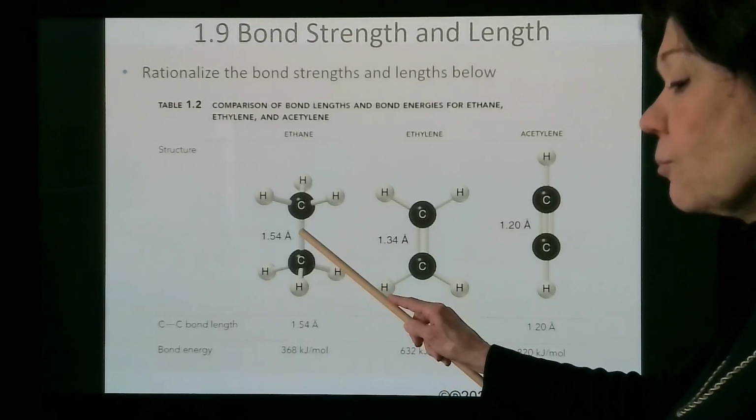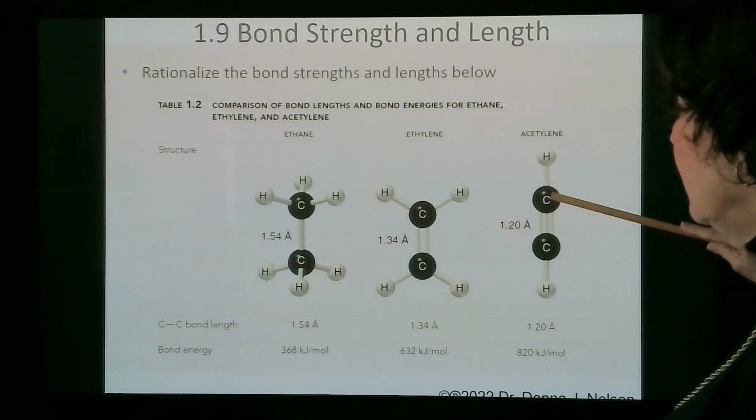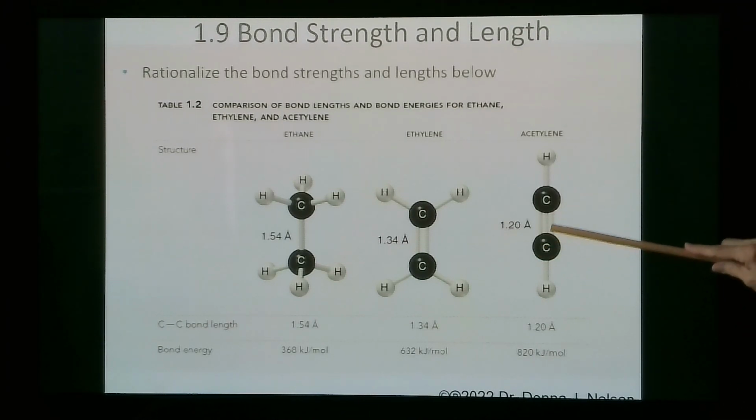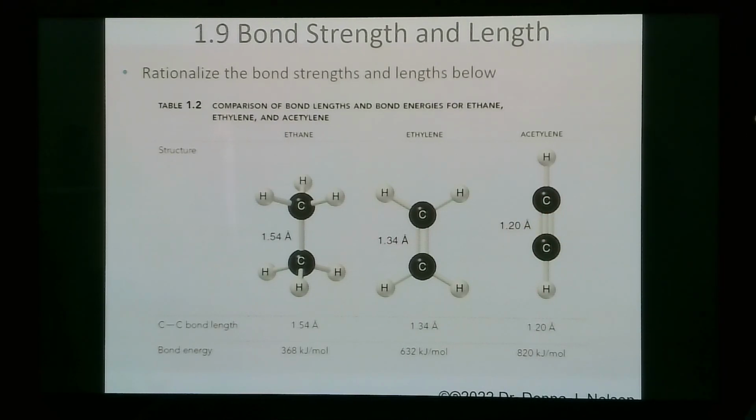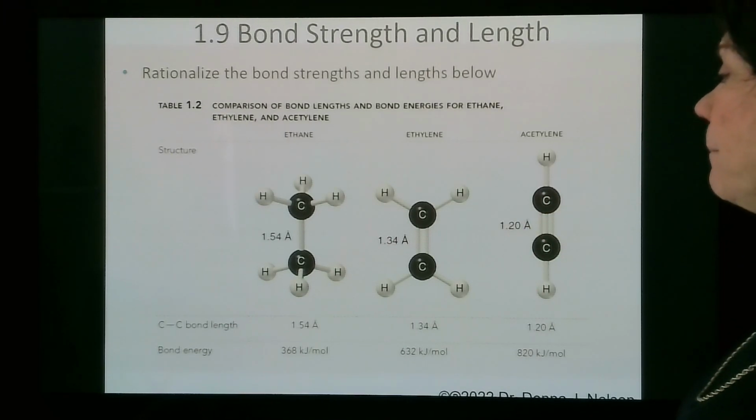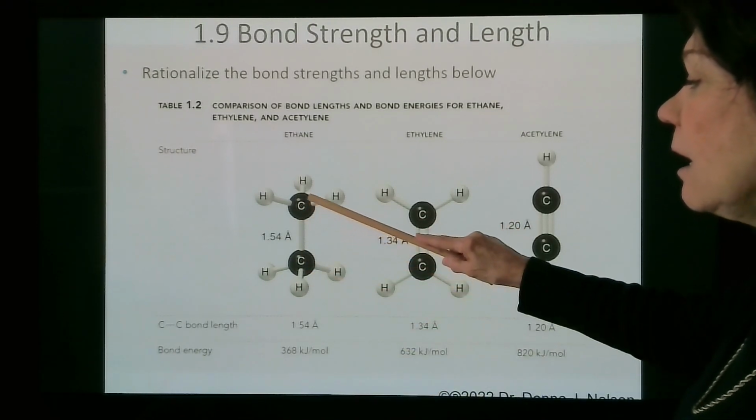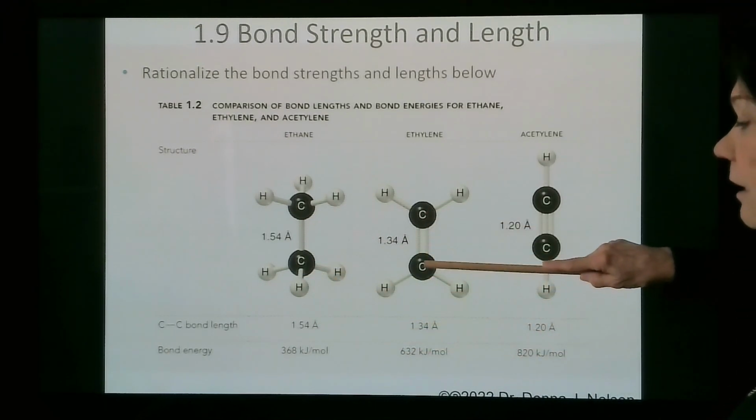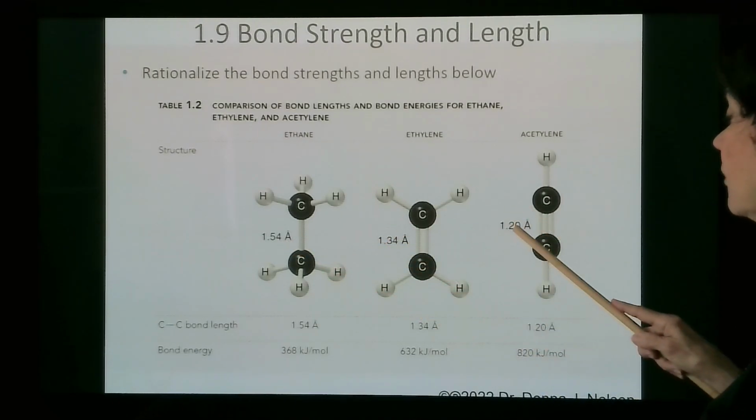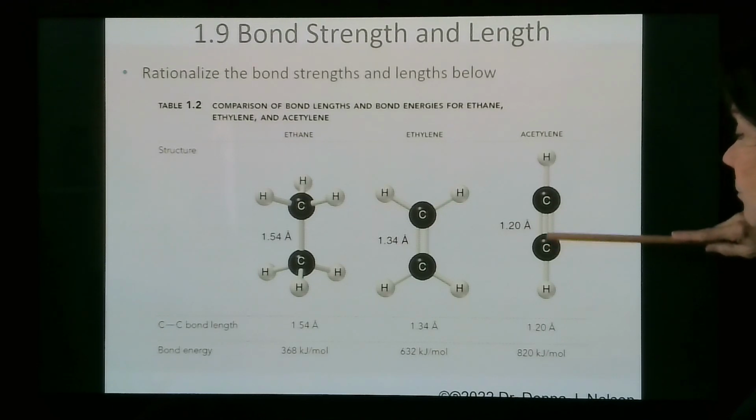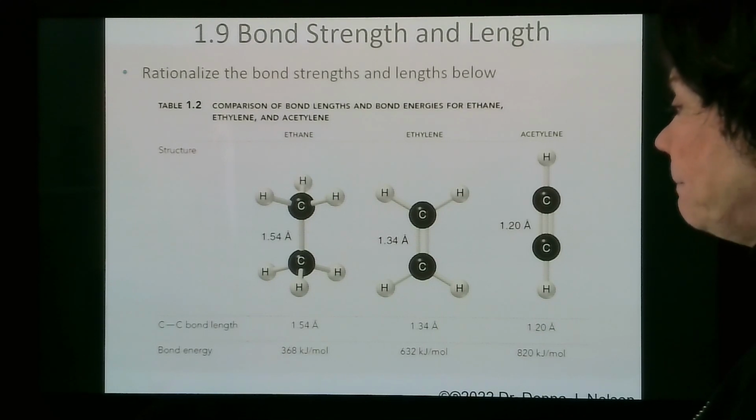So here we have the three structures side by side. This is ethane, ethylene, ethine, or acetylene, having a single bond, a double bond, a triple bond, as you would expect. When the two atoms are held together by a single bond, that bond length is longer than if they're held together by two bonds. So the bond length gets shorter, and then it gets even shorter when there are three bonds between those two atoms. That's exactly what you would expect, and that trend is exactly what happens.